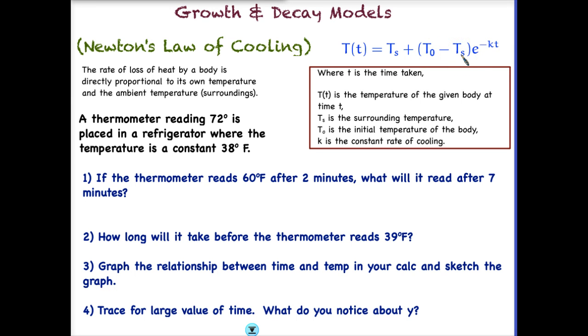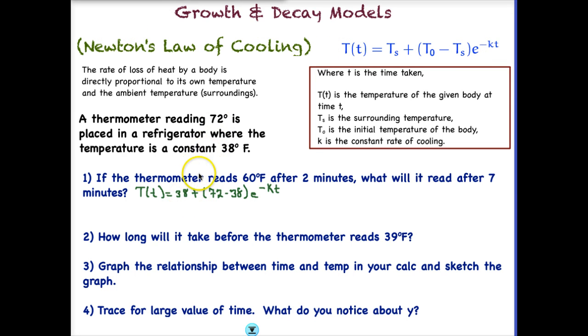And then we have T sub s again, times e raised to the negative k. Right now your brain should be thinking, well, that's a decay rate, which it would be if we're looking at how things cool, times time. And looking at this initial problem, it says a thermometer reading 72 degrees is placed in a refrigerator where the temperature is a constant 38 degrees. If the thermometer reads 60 degrees after 2 minutes, what will it read after 7 minutes? You should be thinking to yourself, nowhere in here does it give me the cooling rate or the cooling decay rate. So I'm going to have to find that.